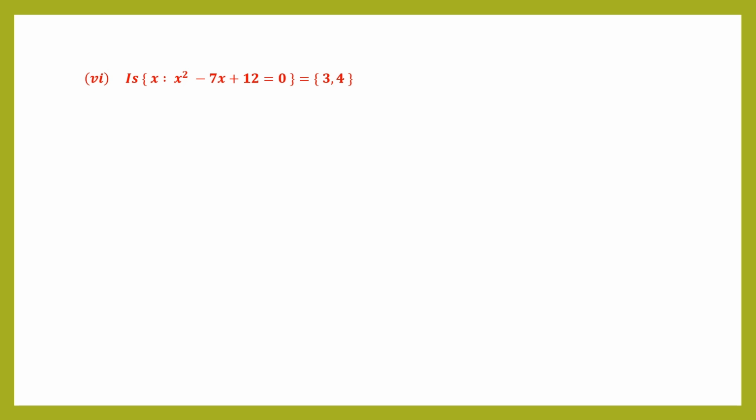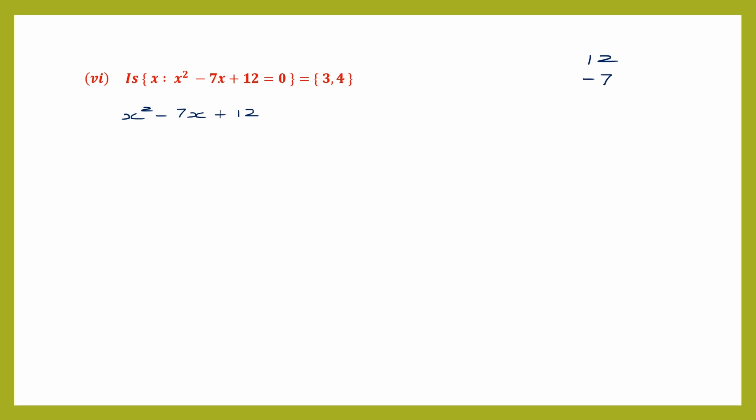Question 6. Is this statement equal to this? So here what does it say? X is such that x square minus 7x plus 12 is equal to 0. Now we have to solve this and see whether we are getting 3 and 4. If we are getting 3 and 4 after solving this, that means this statement is equal to this. Now first thing we need to do is we have to solve this. So let's begin that. That is x square minus 7x plus 12. Now how do we solve this? Now this is factorization. So here let's take this number 12 and let's take the other number, minus 7.